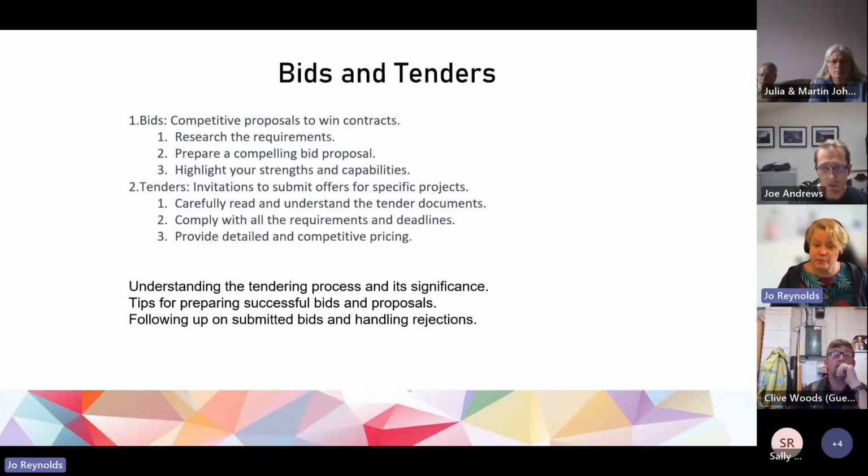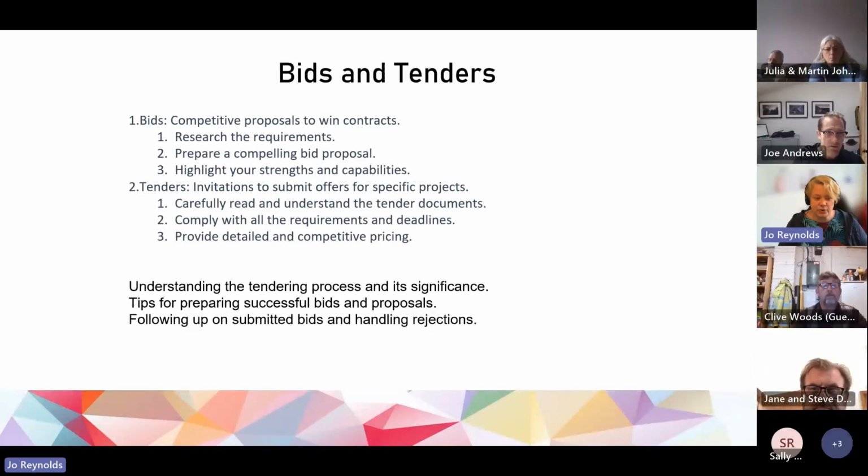Now, there are some run by Somerset Chamber, Yeovil Chamber's running one in October as well. There is an independent company in Frome that does them. And this will help you research those requirements. Now, does everyone know what I mean by a bid and a tender? Yeah, cool. Okay.